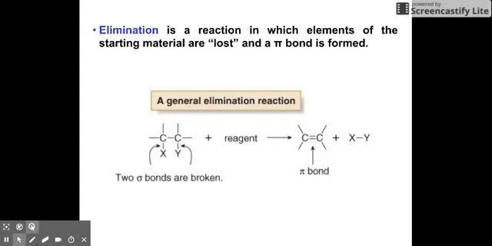The second is elimination. Elimination is a reaction in which elements of the starting material are lost or eliminated or thrown off so that a pi bond is formed. So, for example, you have X and Y elements here. These are sigma bonds. Then you react it with a certain reagent that will remove X and Y. So they'll be together and form another compound. And the missing bond here will become a pi bond. So this is how you form an alkene from an alkane. You just let it undergo an elimination reaction.